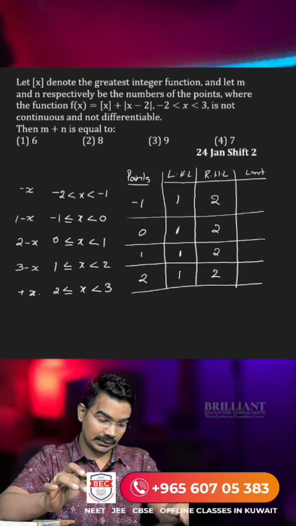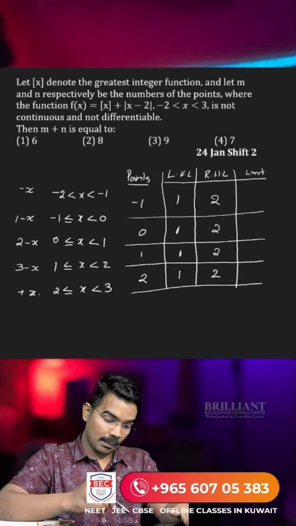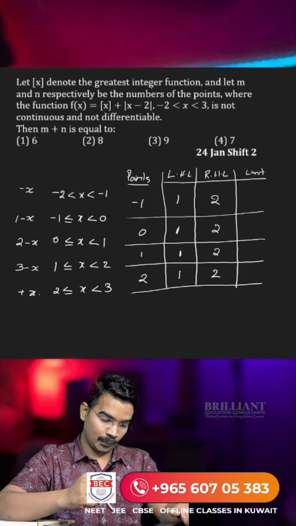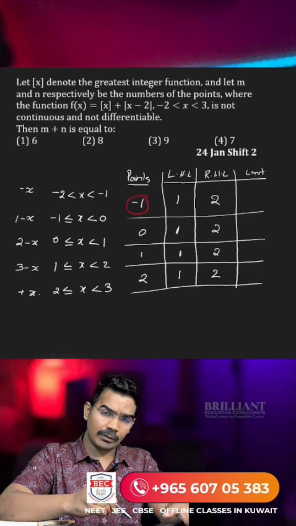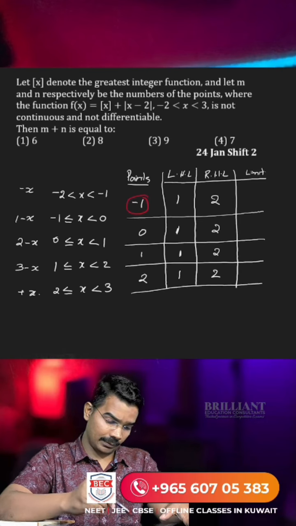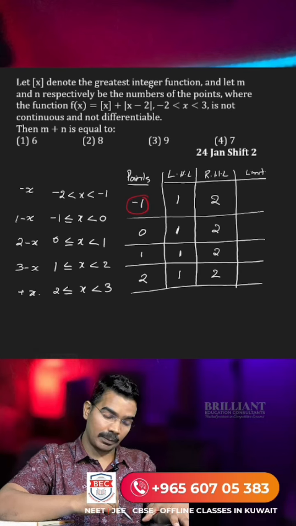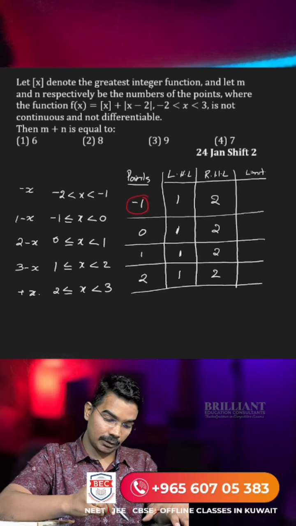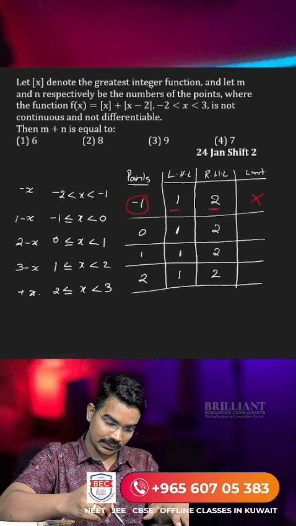Now we have to check the points where the function is continuous or discontinuous. The points are −1, 0, 1 and 2. So for the point −1, we have to find the left hand limit and right hand limit. If you look, the left hand function for the point −1 will be −x and the right hand function will be 1 − x. So when you substitute −1, you will get 1 and 2. That means this limit does not exist.